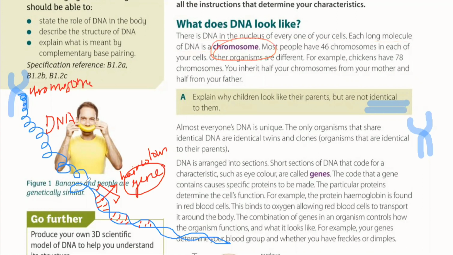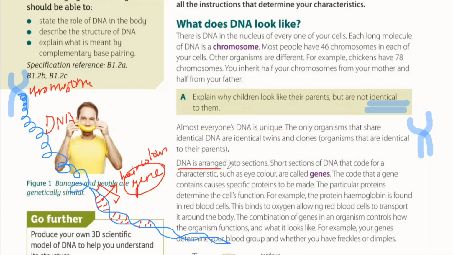Okay, so when the longer molecules all combine together, they form a chromosome. That's what they're trying to say: each long molecule of DNA is a chromosome. And almost everyone's DNA is unique. Then we will be reading about what this means.